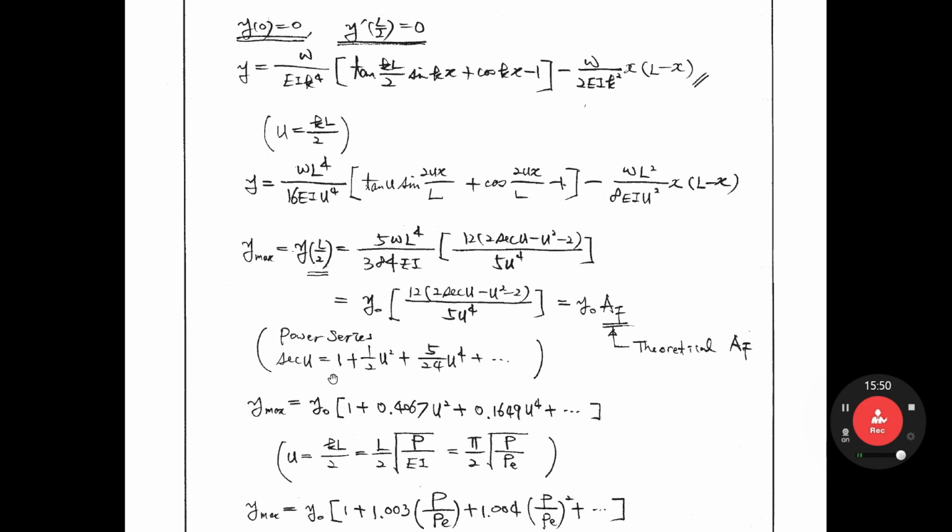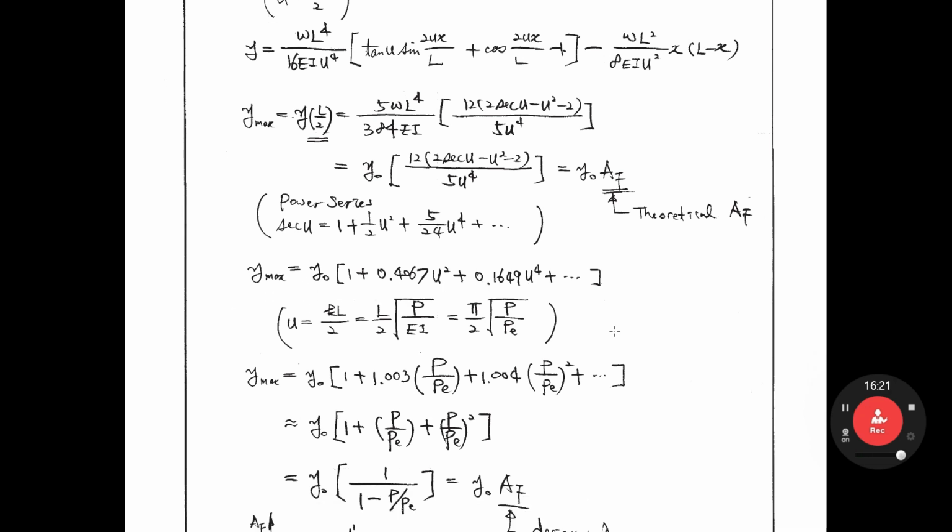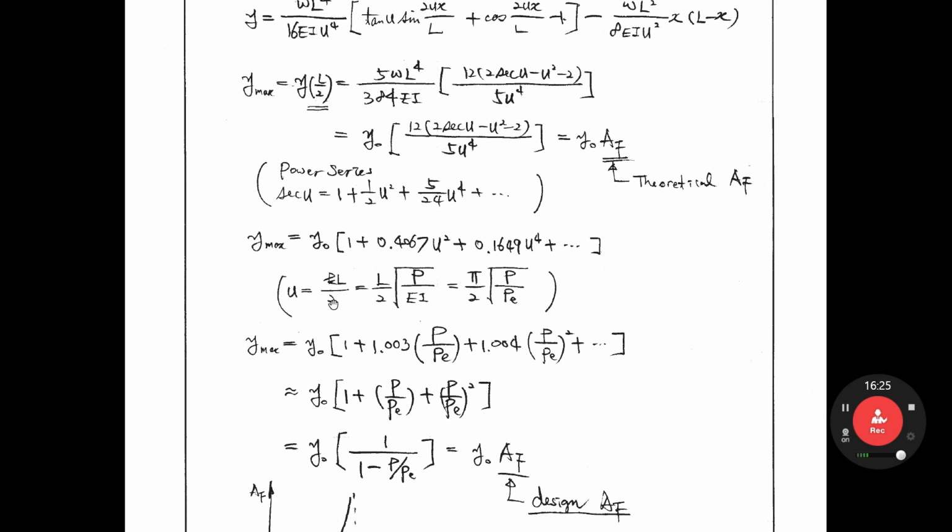If you use the power series, secant u is 1 plus 1 over 2 u squared plus 5 over 24 u to the fourth, and so on. You know this power series expansion? So instead of secant u, you input these values here. Then this equation can be written as this equation. And if you recall, u equals kL over 2, right? Then what is k? Square root of P over EI, right? If you use PE, this equation can be written like that. So instead of u, you can input these values here, this u squared, u to the fourth term. Then this equation can be rewritten, y maximum equals y0 times 1 plus 1.003 P over PE, and so on.